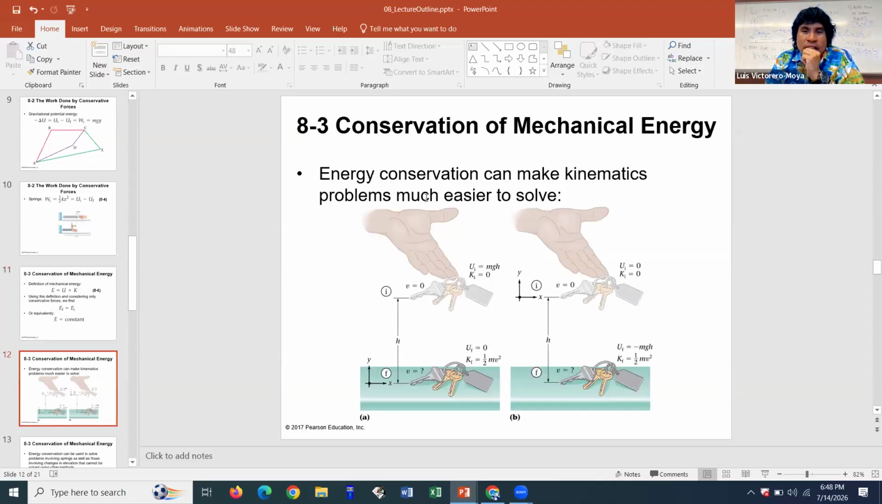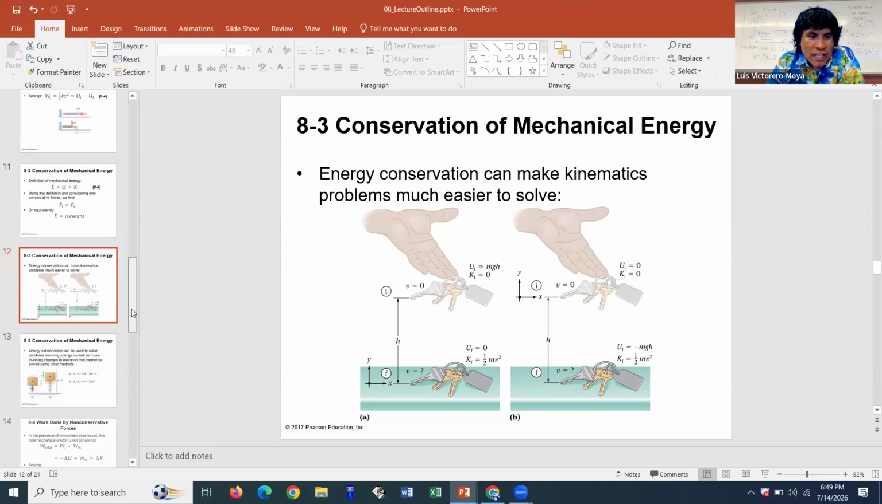Okay, so yeah, conservation of energy can make some of the problems that we did in the past easier to solve. All right, let's actually show you. Here they're showing you an object that is being dropped from rest. We did that problem using kinematics. Now let's do that problem using energy.